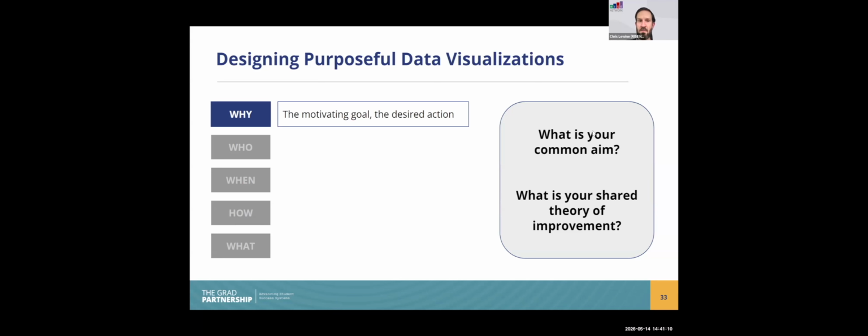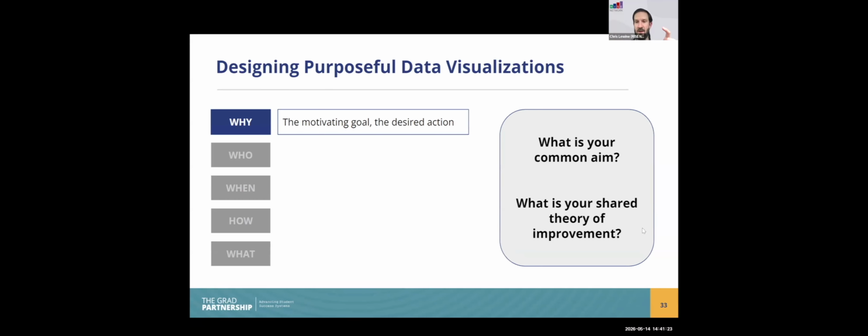And so when we come to the why, you might ask yourself, or you might ask the other folks in your room, what is your common aim? Or what is your shared theory of improvement? If you want kids to access post-secondary pathways, for example, how are they going to do that? What is your theory about what the drivers are of that aim that you are interested in? So what's the motivating goal or the desired action?